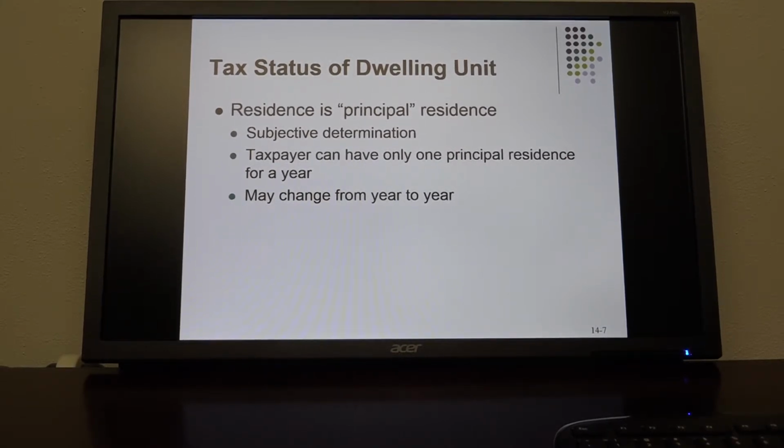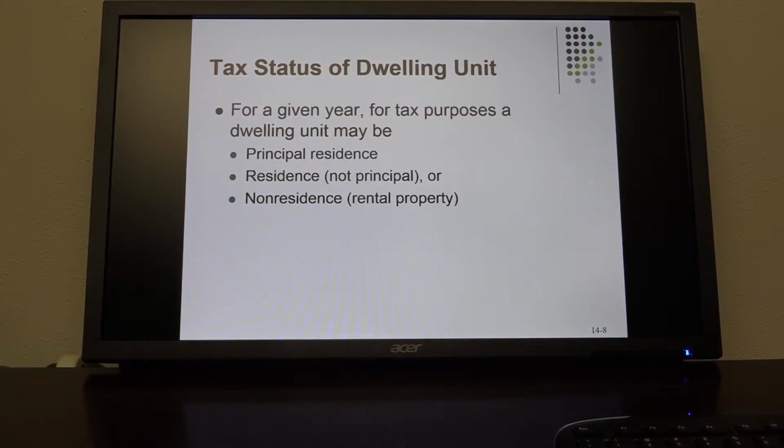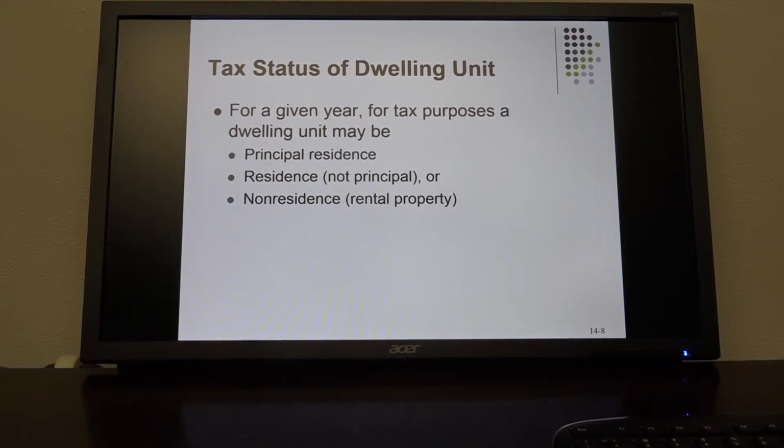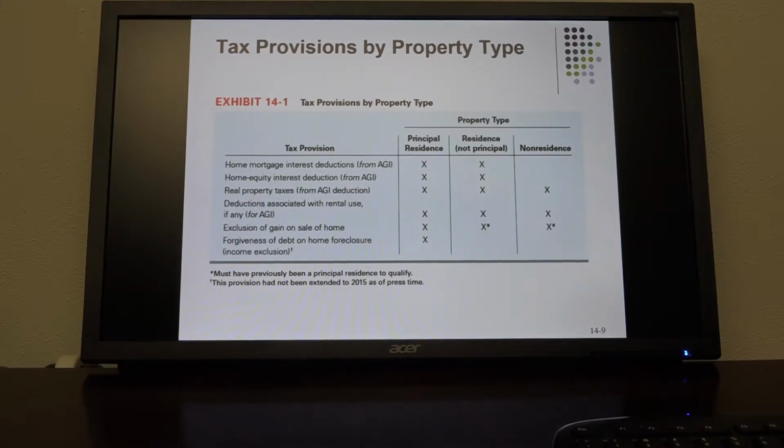And note that this principal residence can change from year to year. And so, for a given year, for tax purposes, a dwelling unit may be either a principal residence, a residence but not principal, or a non-residence, rental property. And so here is your Exhibit 14-1, which shows the tax effects of each classification.